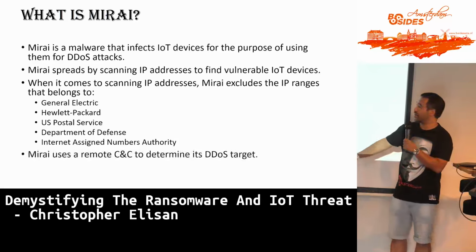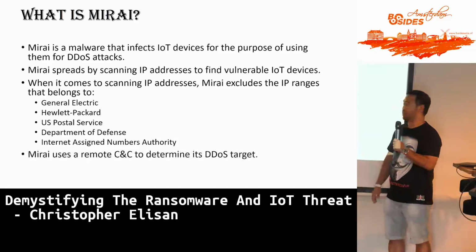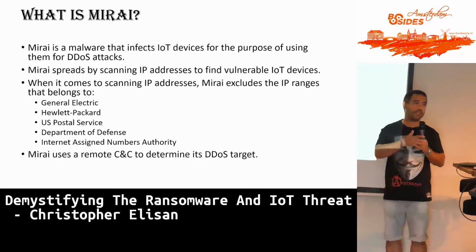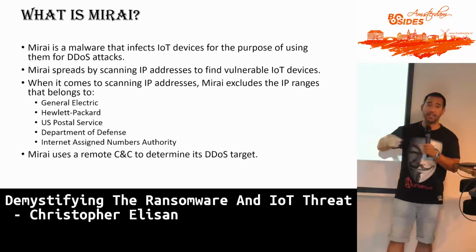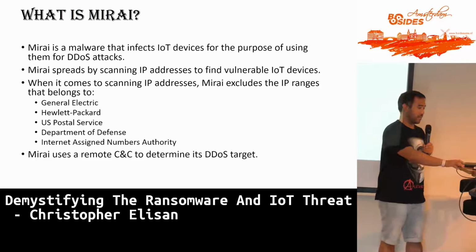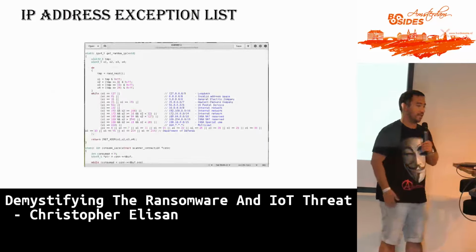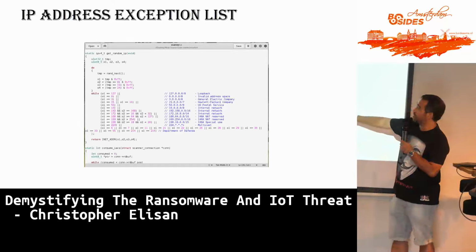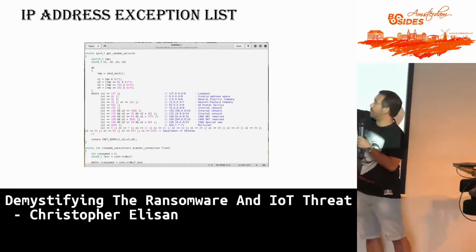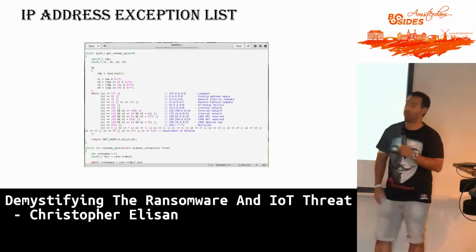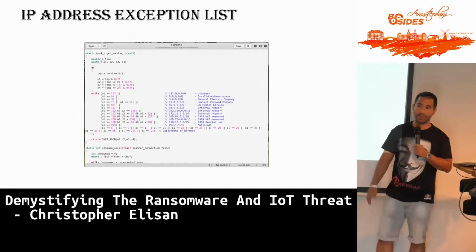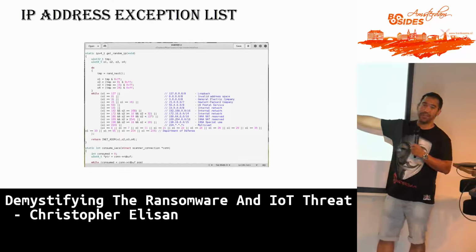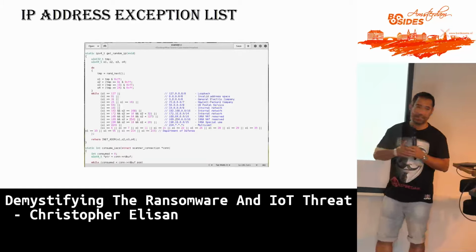And it also uses a remote CNC to determine its DDoS target. So you could actually change the target based on the command it gets from its CNC channel. And when you look at the code, this is the IP address exception list. So if you want to modify it, if you're playing around with it, you don't want your company to catch you, just put your company IP range there, and then it would skip it.